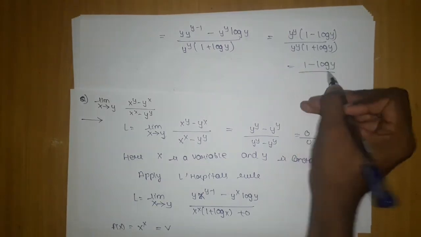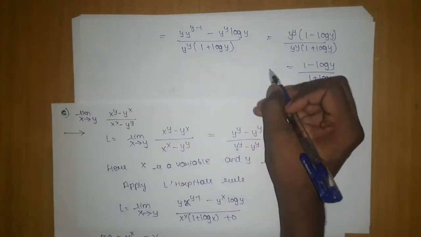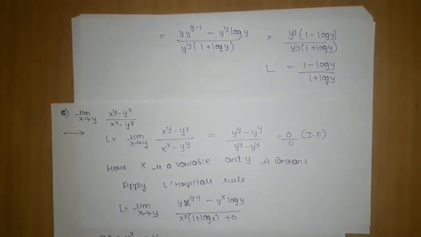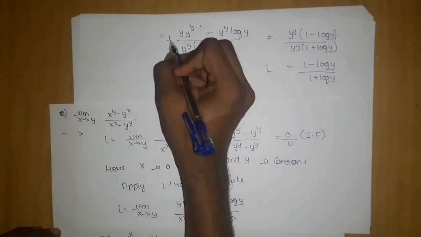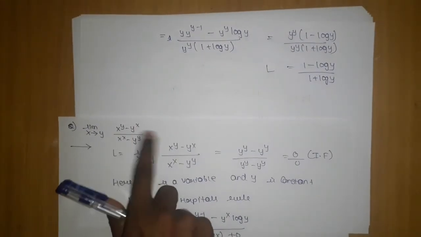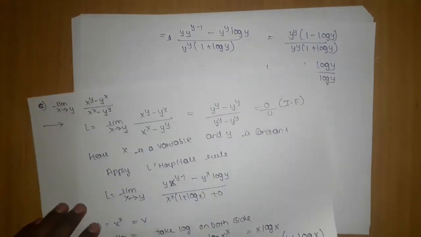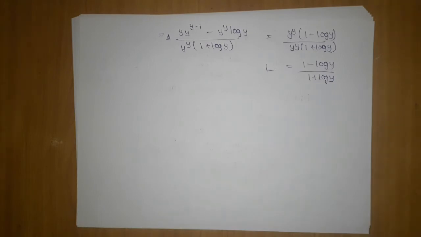Since y is constant, this is a constant value, so our indeterminate form is now not present, so this is our answer. So what you have to do, you have to write this thing and equal to this value, and you will get the complete marks. Now let's go on to the next question.